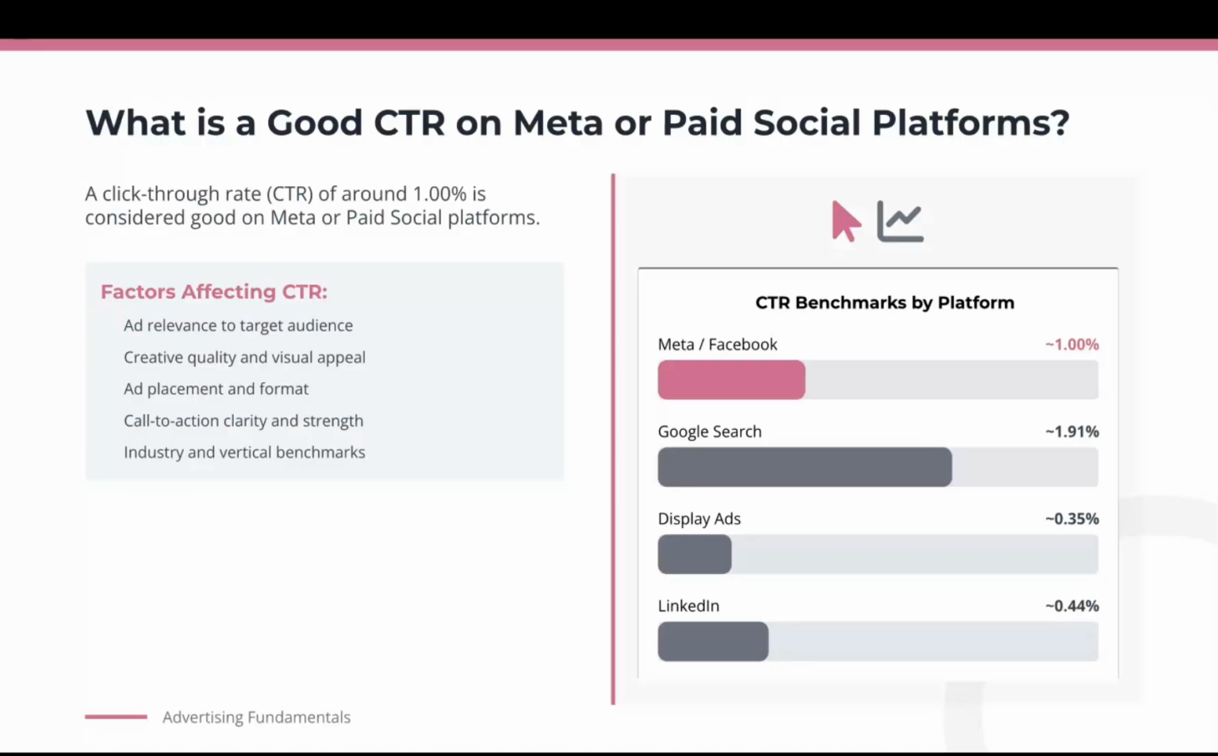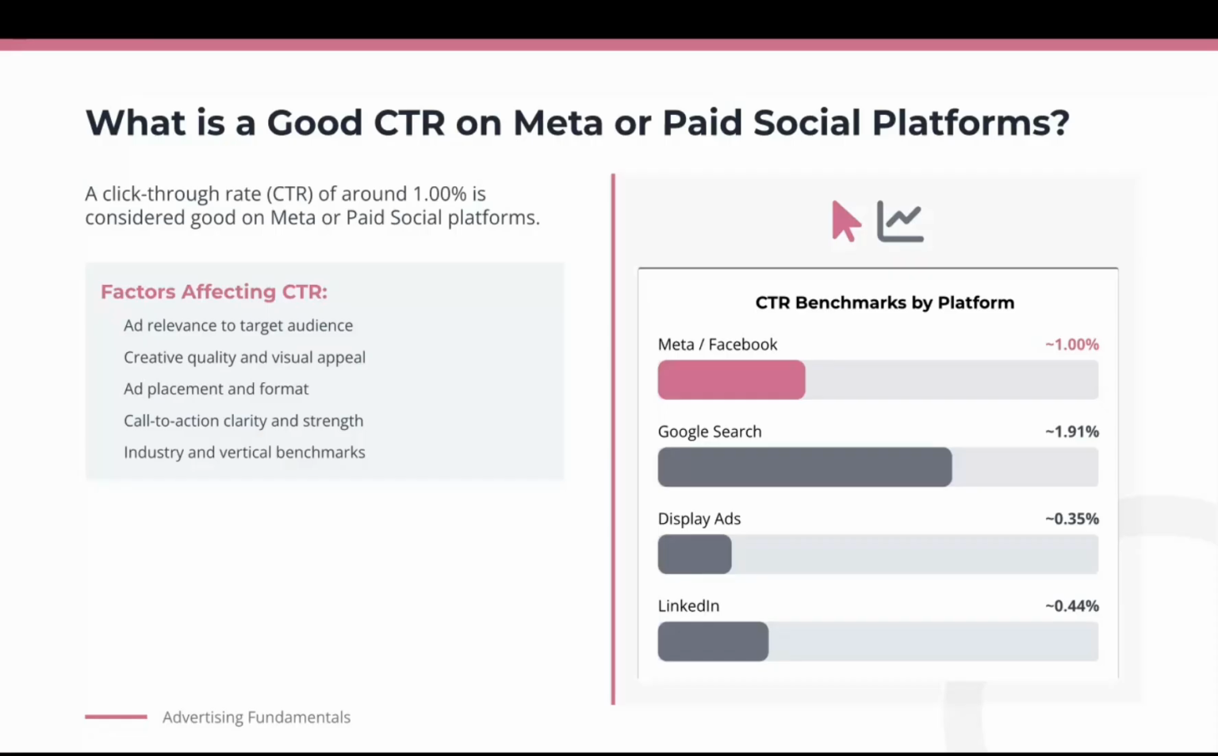So what are some of the factors that are affecting the CTR? Well, again, ad relevancy to the target audience, the creative quality and visual appeal, the ad placement and format, the call to action clarity and strength, as well as the industry and the vertical benchmarks.